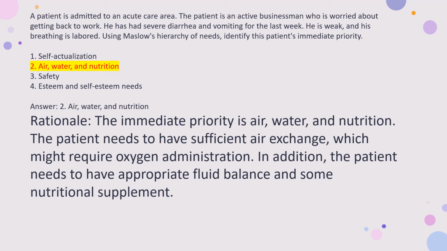Answer: 2. Air, water, and nutrition. Rationale: The immediate priority is air, water, and nutrition. The patient needs to have sufficient air exchange, which might require oxygen administration. In addition, the patient needs to have appropriate fluid balance and some nutritional supplement.